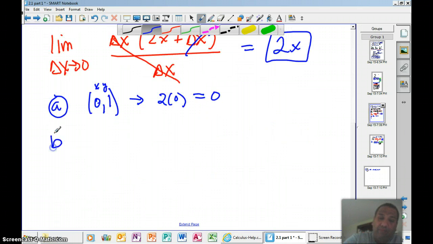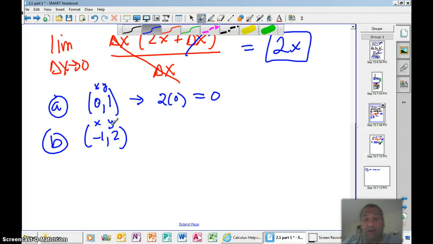The second point that it asked me to do, I have to scroll up because I have a short-term memory problem. -1, 2. 2 times -1. Now at that point, it is -2. And just like the video stated, at different points, there's different slopes. From the other example, it didn't matter. The slope was always 2. This one, it changed. We'll do lots tomorrow.